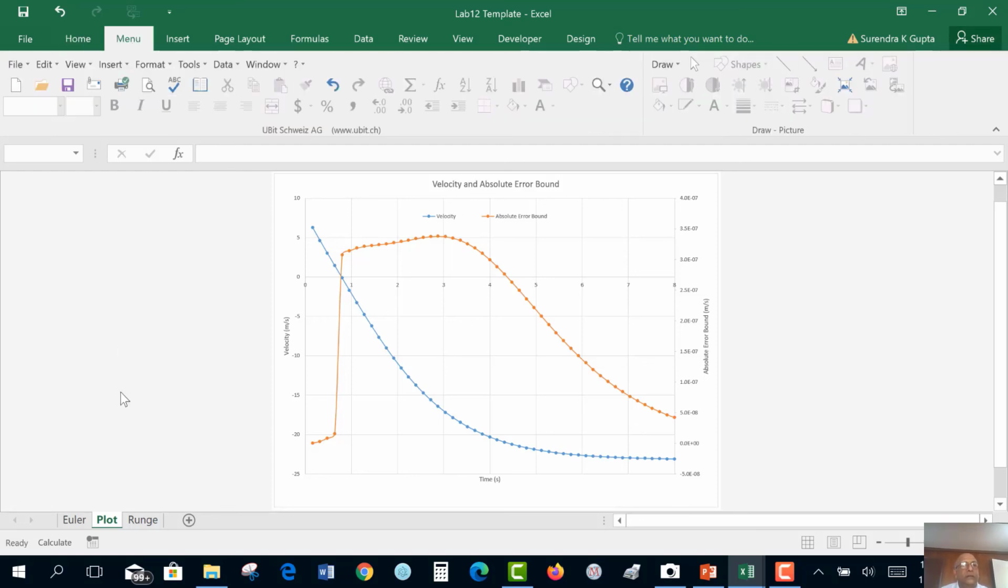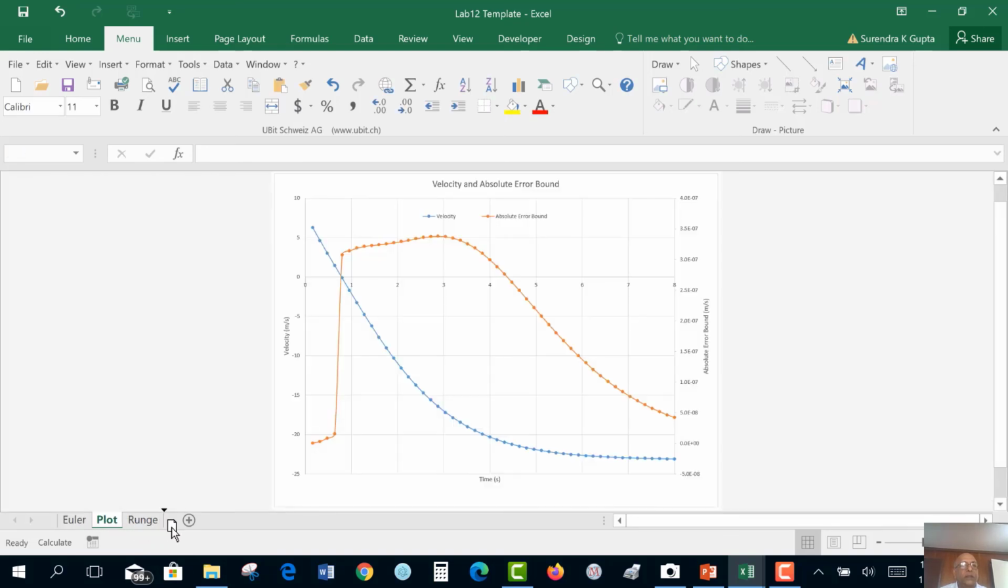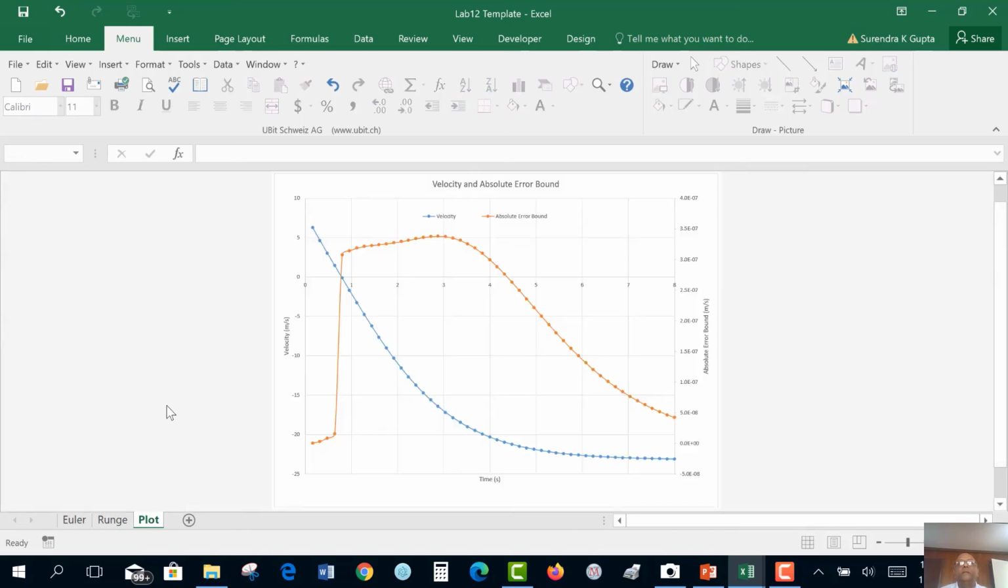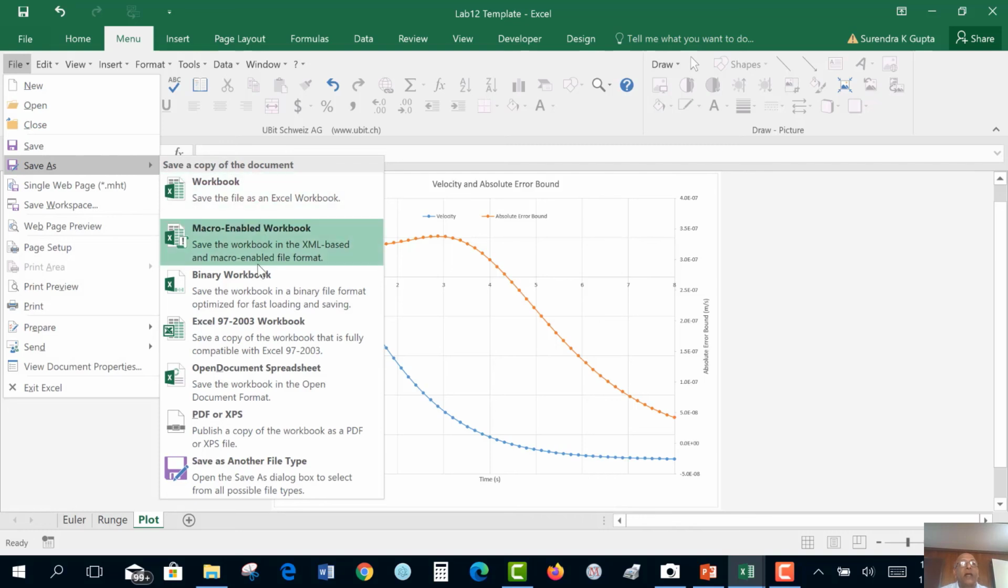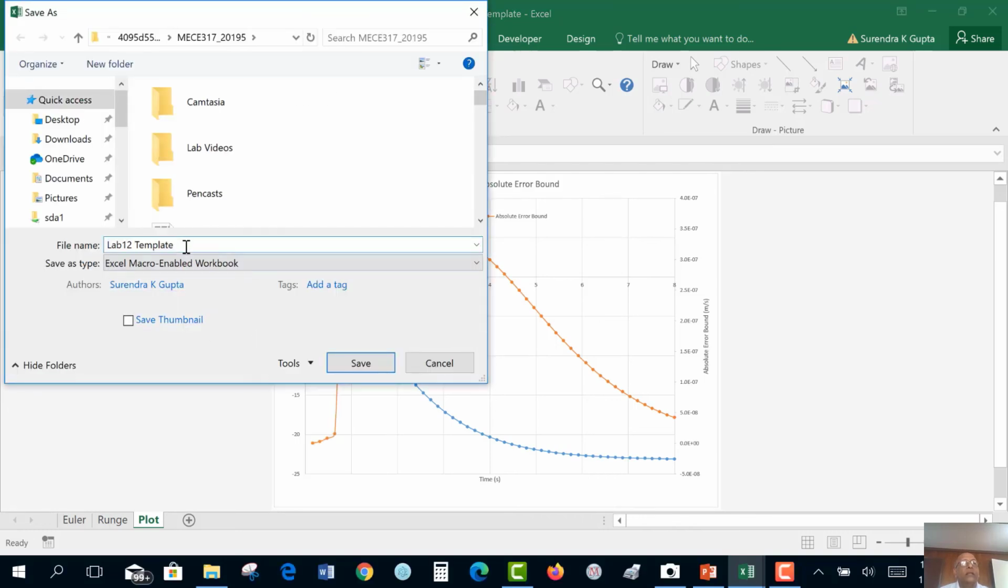And so Euler, let's move this plot to here. So we have Euler, Runge, plot. So we do file, save as, macro enabled workbook. And this was our video.